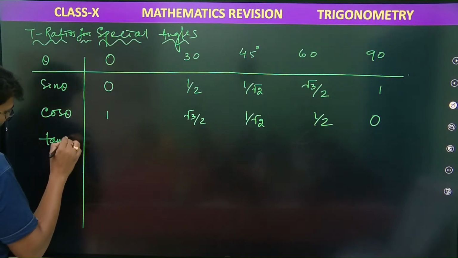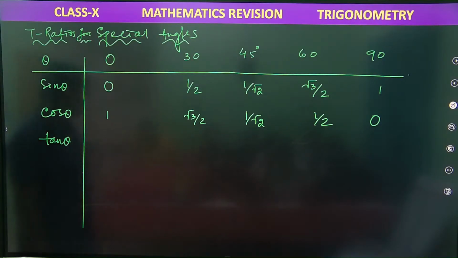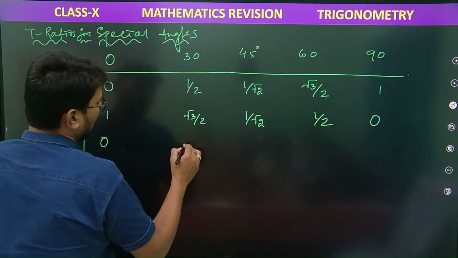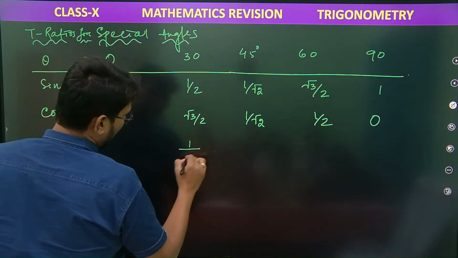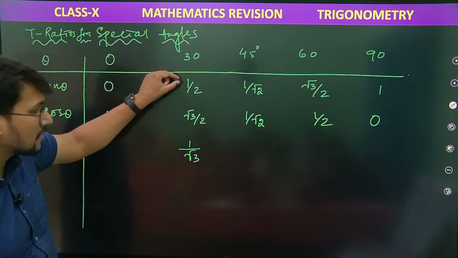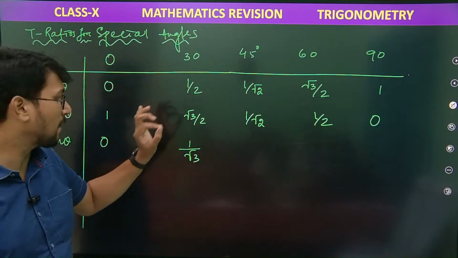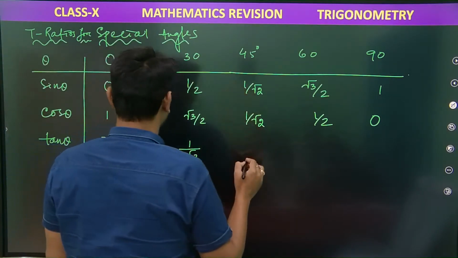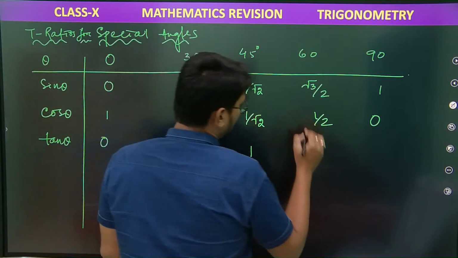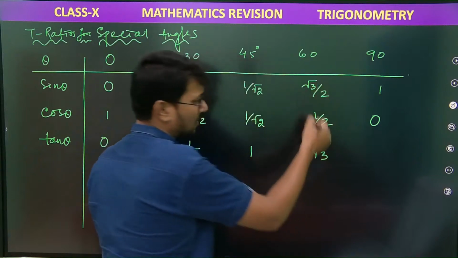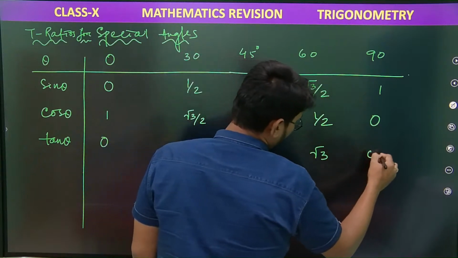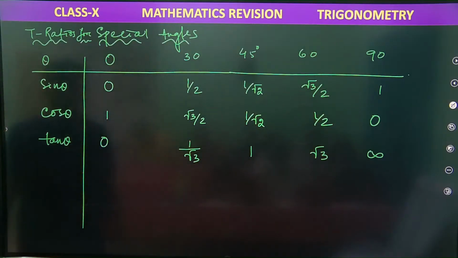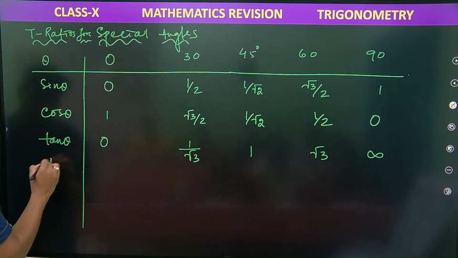Next, tan theta. Tan 0 is how much? Tan 0 is 0. Very good. Tan 30 is 1 by root 3, because you know tan is sine by cos. Got it? Next, tan 45 is 1. Tan 60 is root 3, the same sine by cos, by dividing you'll get it. And tan 90 is infinite, 1 by 0. Done.